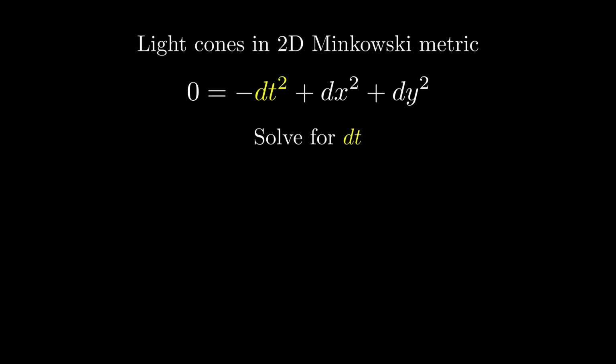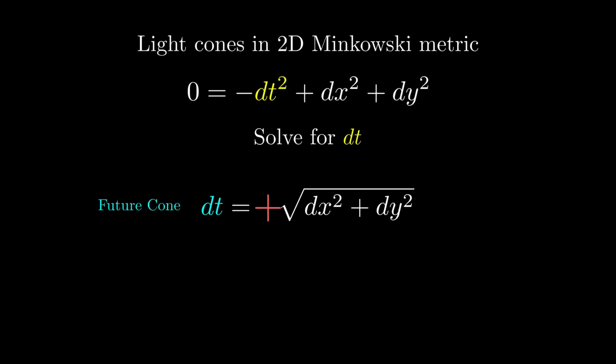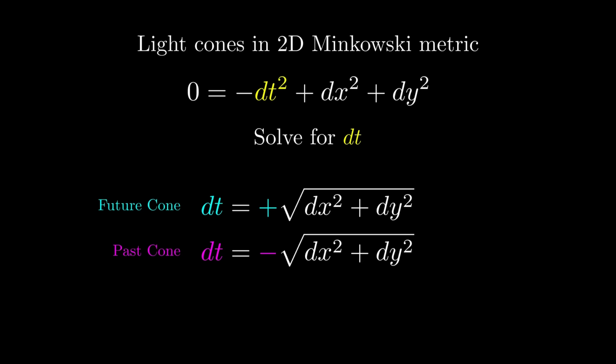Actually, for practice, let us first do this in the flat, non-rotating Minkowski metric. For simplicity, we drop the z-coordinate. Light always follows null paths, which in terms of a metric means proper interval ds equals 0. Which in turn implies this relation between time and spatial displacements. We can solve for dt to obtain two branches of solutions. The solution with the plus sign defines a future light cone, while the solution with the negative sign defines a past light cone.